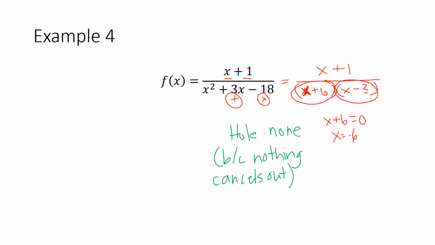I'm going to do the same thing with the other factor. So I'm going to take this and I'm going to set this equal to 0. That's going to give me a positive 3. Same idea, if you plug the positive 3 in right here, 3 minus 3 is 0, and you cannot divide by 0. Since neither one of these cancels out, there are 2 vertical asymptotes.